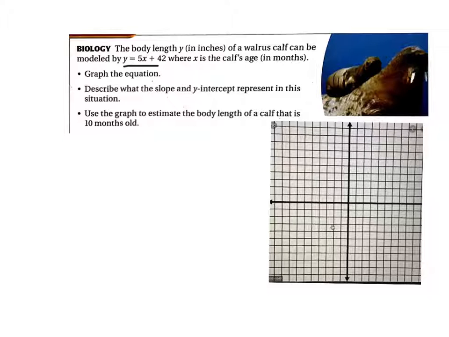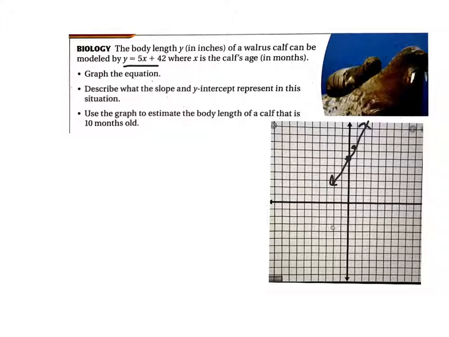Let's go by 7s. 7, 14, 21, 28, 35, 42. So 42 is right there. And the slope is 5. So I'm just going to go up a little bit and over 1. So the equation is going to kind of do this kind of deal. It's going to go right through there.